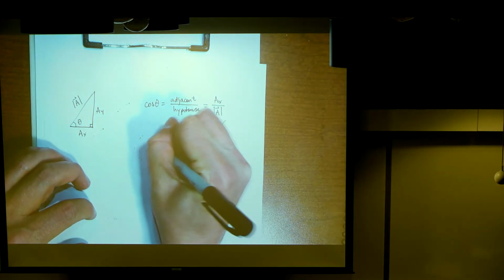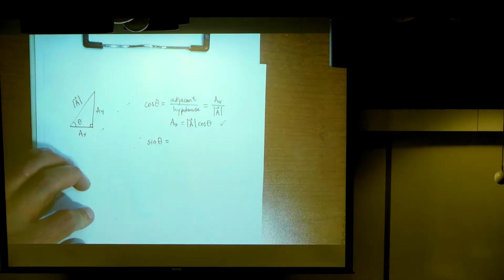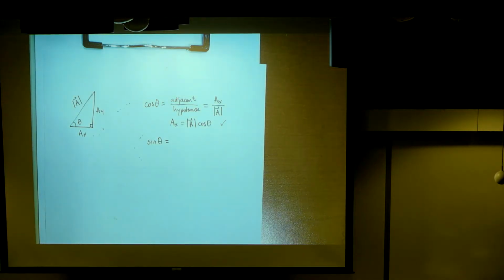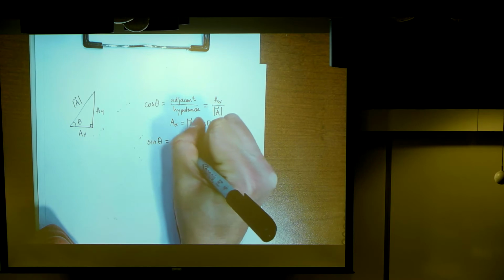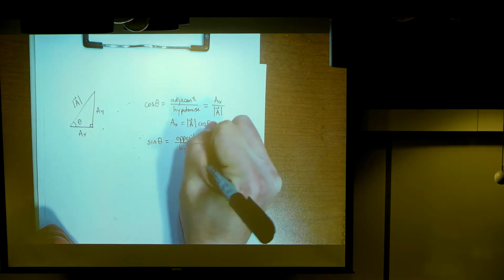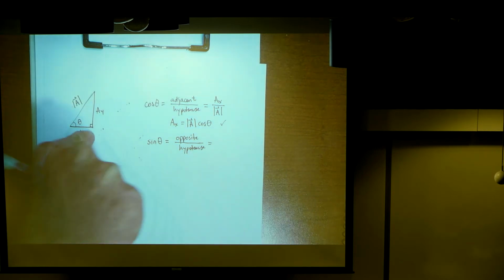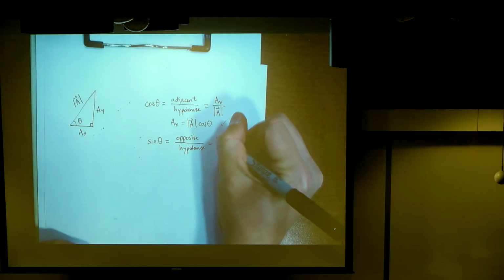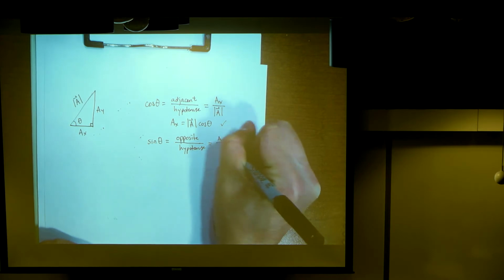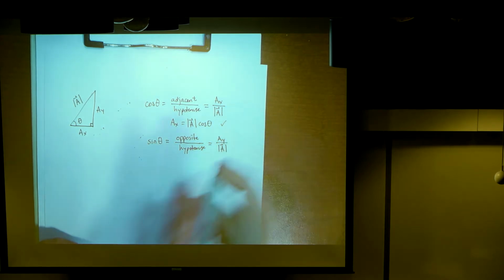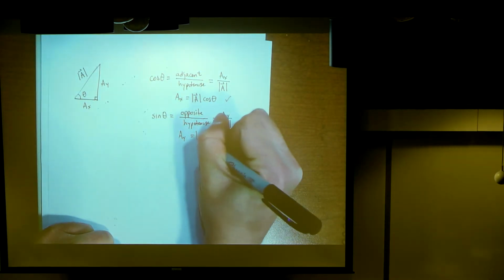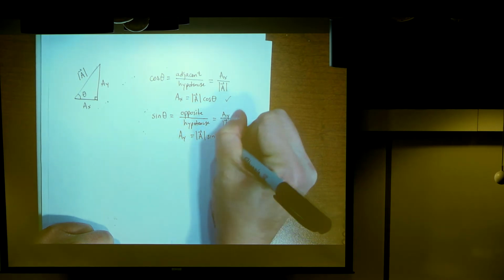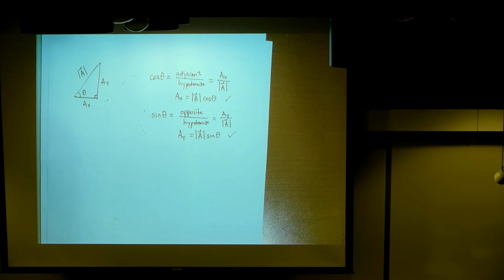Now, also remind me, what is the definition of sine of theta? It's the opposite side divided by the hypotenuse. And what's the opposite side in this case? Ay. So sine of theta is equal to Ay divided by the magnitude of A, which tells us Ay equals the magnitude of A times sine theta. So that's where the relationships that we saw on the slide earlier actually come from.